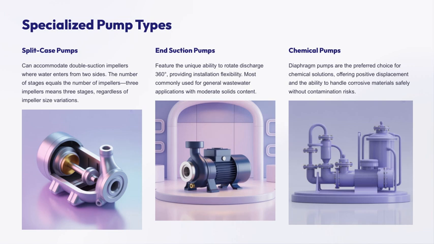These are the preferred choice when it comes to handling chemical solutions. Their positive displacement mechanism allows for precise and consistent flow, while their design makes them safe for transferring corrosive materials without risk of contamination. This makes them ideal for chemical processing and other sensitive applications. Connecting all these points to our overall theme, understanding these specialized pump types helps us choose the right equipment for specific needs, ensuring efficiency, safety, and reliability in various fluid handling scenarios.